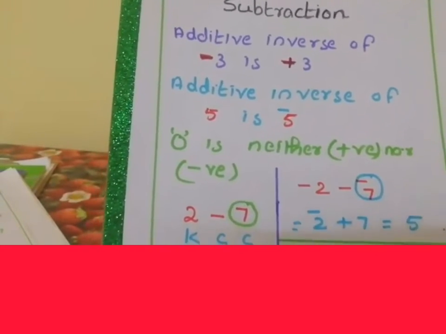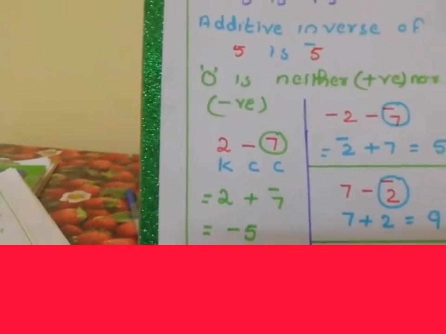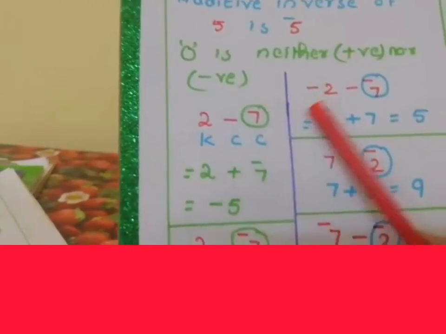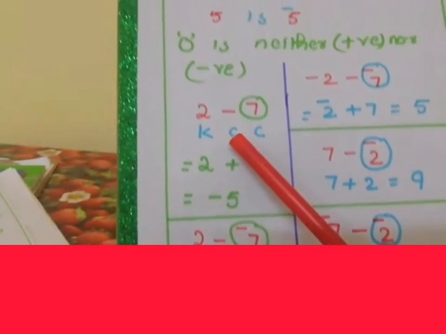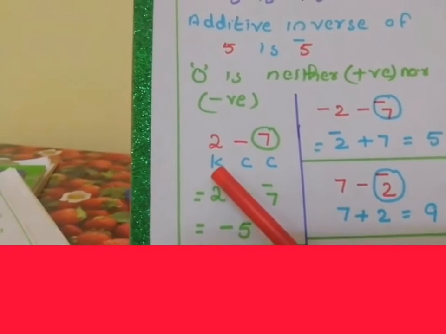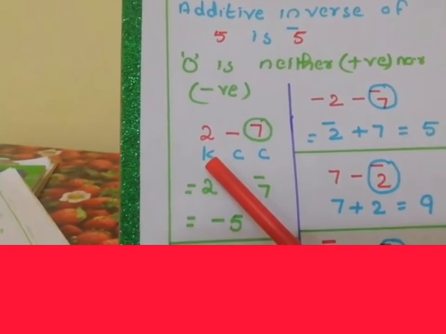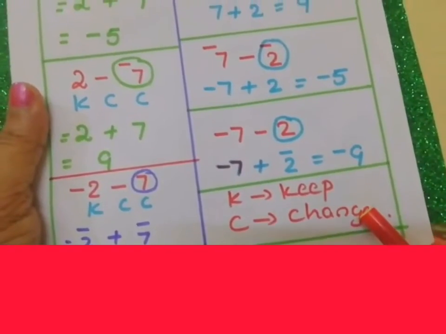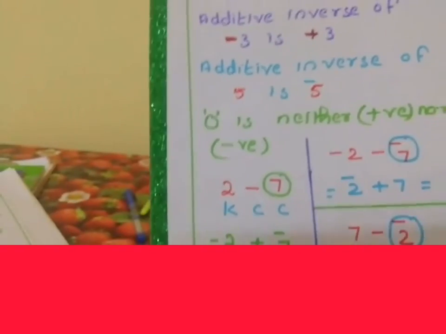Now let us start some problems. Here also I took the same numbers for all the problems, the same digits 2 and 7 in this case. And here I have written two letters, K and C, KCC. KCC means K means keep, C means change. Okay, let us start the problem.